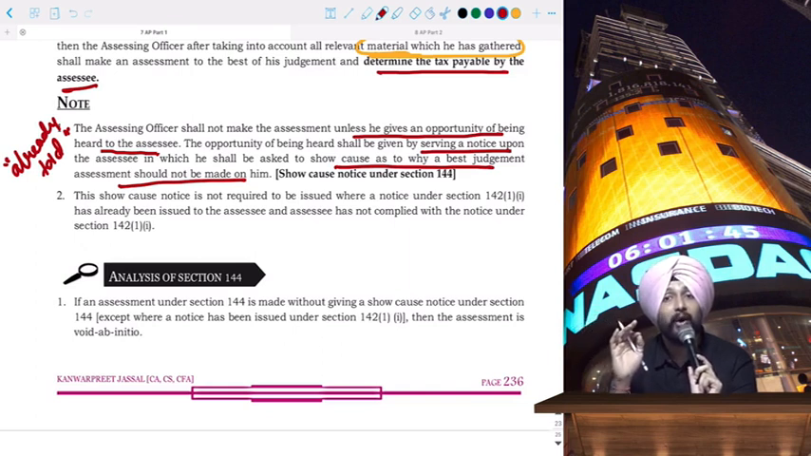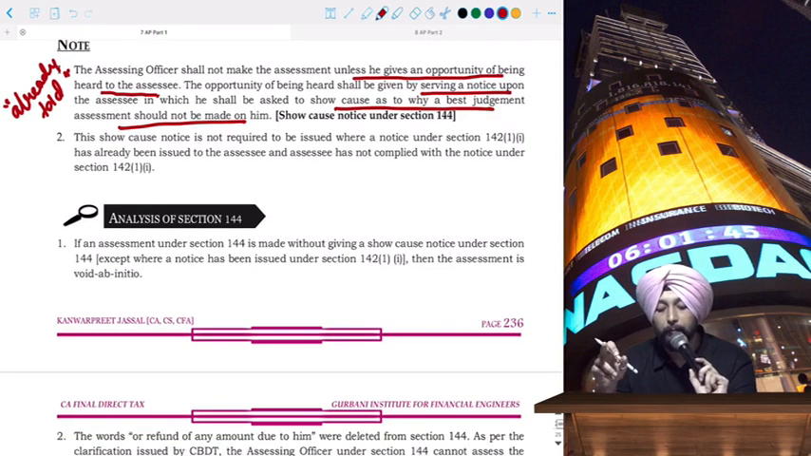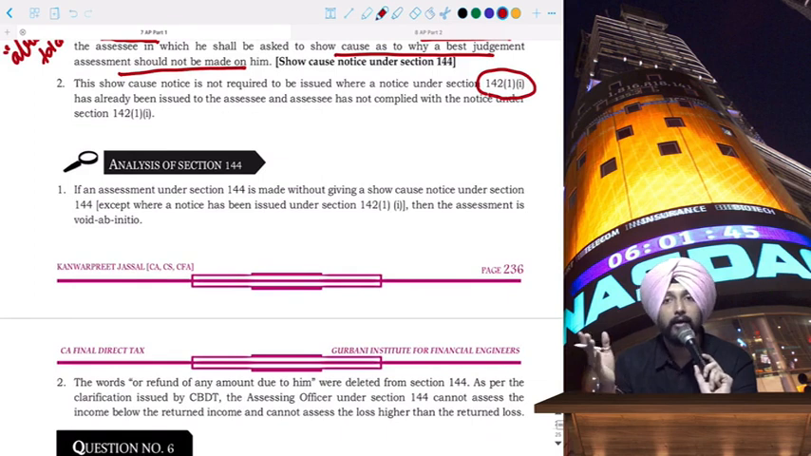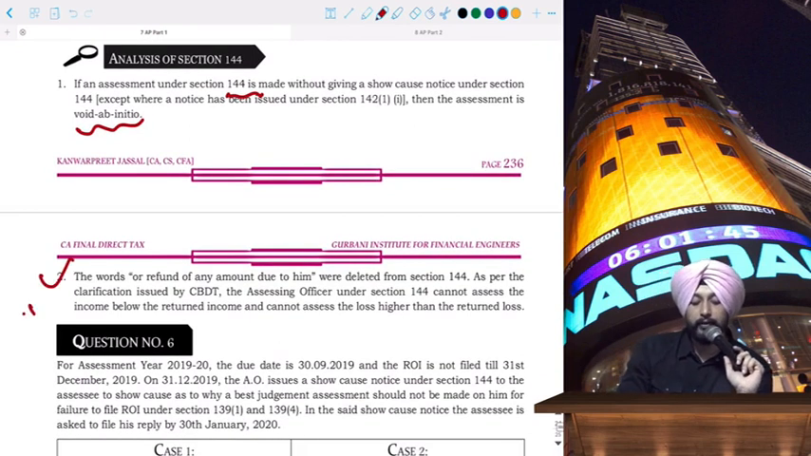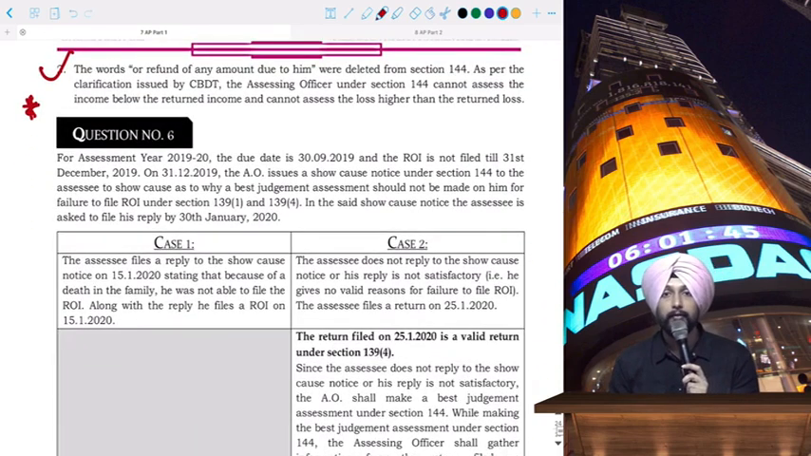But there is one exception to this. What is the exception? If under 142(1)(1) a notice was already served on the SSE, then in that case the show cause notice under 144 is not required. Do you remember this? So that is given in point number 2. The show cause notice is not required to be issued where a notice under 142(1)(1) has already been issued to the SSE and the SSE has not complied with the notice under 142(1)(1). That's an exception, right? If the assessment has been done under 144 without issue of notice, it will be invalid. And point number 2 is important. Just read it and see if you have understood. Please read it. I've already discussed from my side.